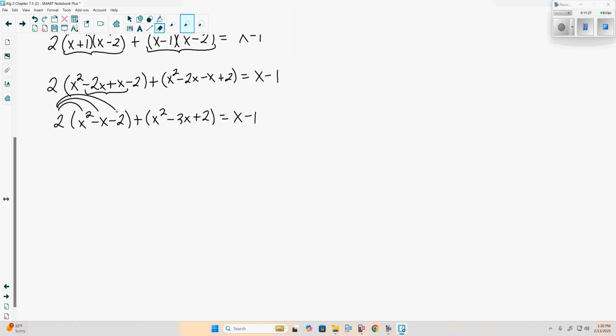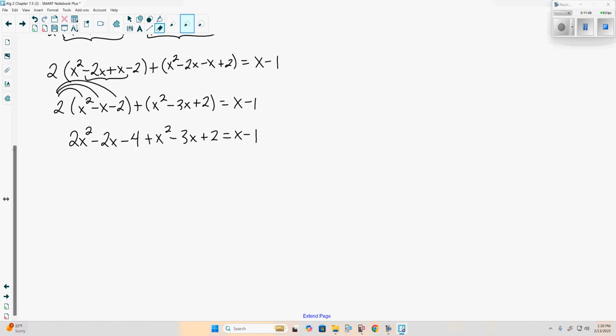Now that we have both of the sets of parentheses simplified down, we're going to multiply the first one by our 2. 2 times x squared is going to be 2x squared. 2 times negative x is going to be negative 2x. And 2 times negative 2 is going to be negative 4. And minus 3x plus 2. Combine like terms. 2x squared plus x squared is 3x squared. Negative 2x minus 3x is going to be negative 5x. And lastly, negative 4 plus 2 is negative 2.